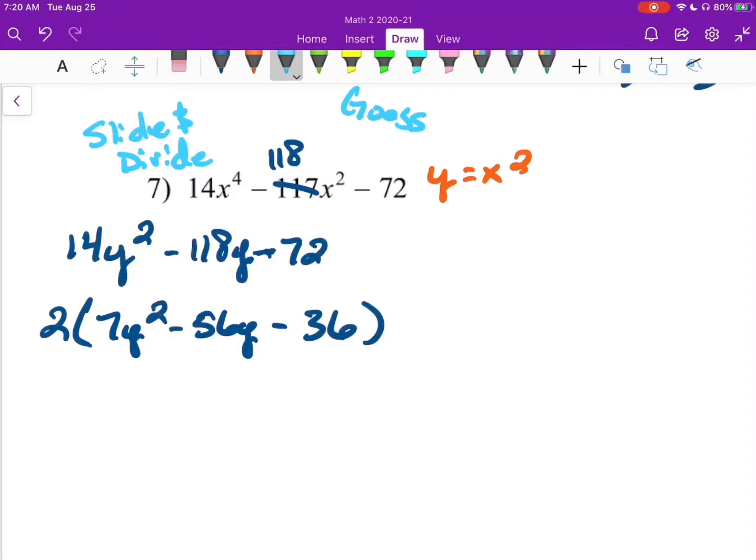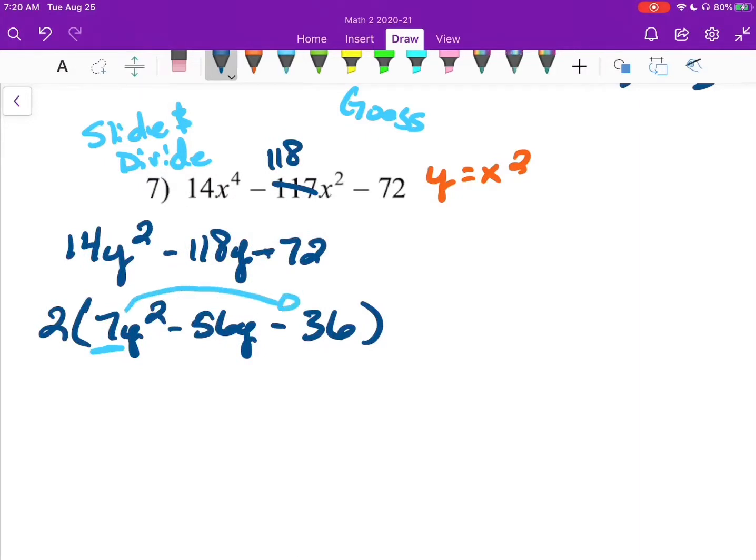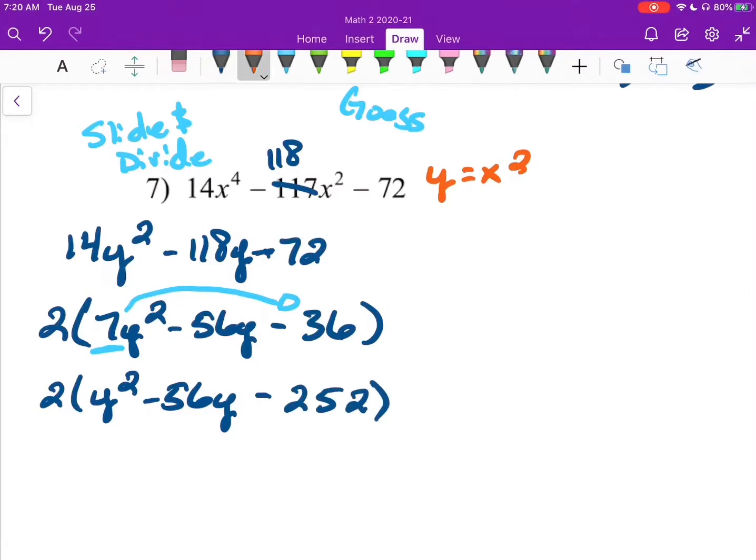Now, sliding and dividing is a special way to factor whenever you have something in front of your quadratic term. So what we do is we're going to take this 7 and we're going to slide it over to the negative 36, and multiply them together. So we're going to have 2y squared minus 56y minus, what is 7 times 36? 252.